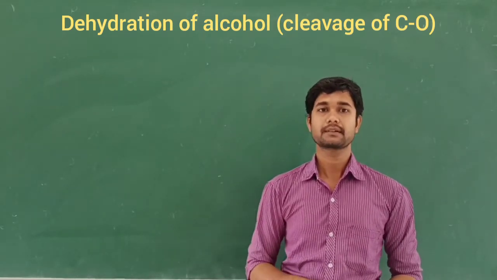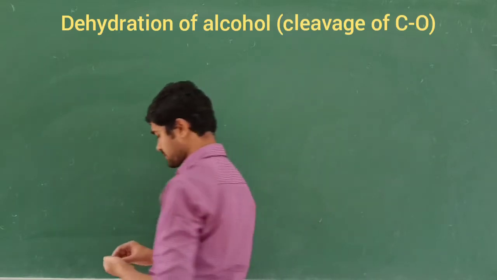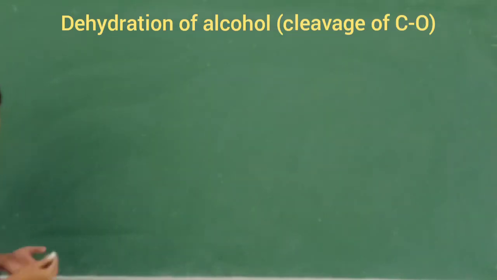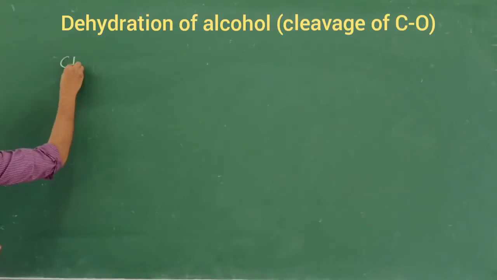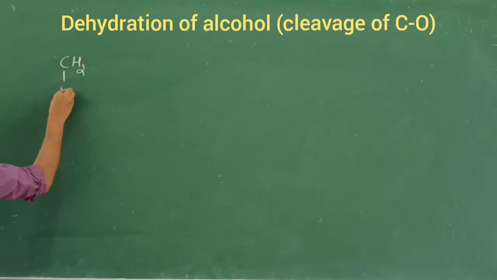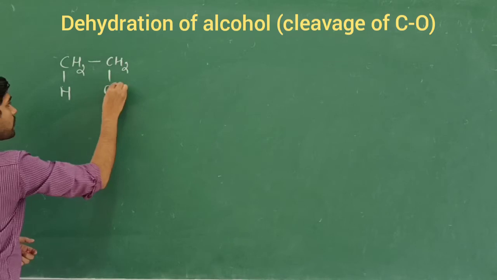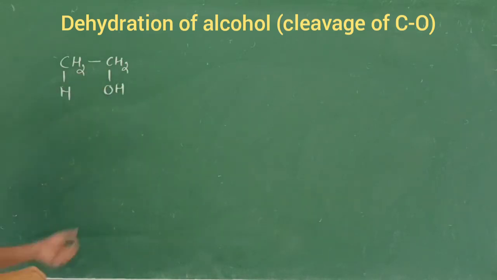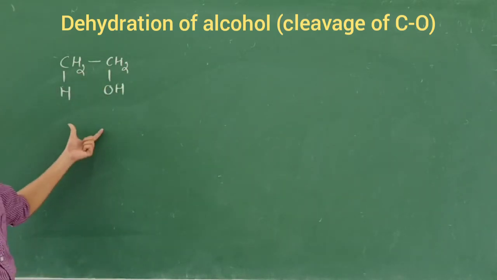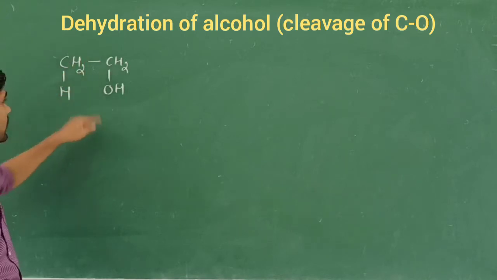Let's react with the alcohols. So what happens in this case? I am taking the example of ethyl alcohol, that is CH3CH2OH. Because of the two carbons, its name is ethanol. This compound is called ethyl alcohol.